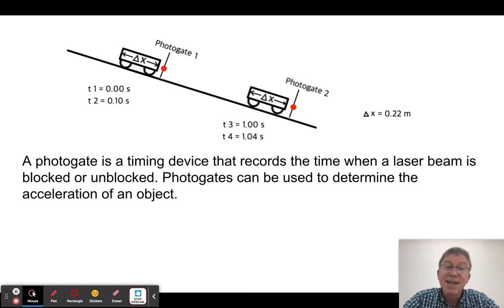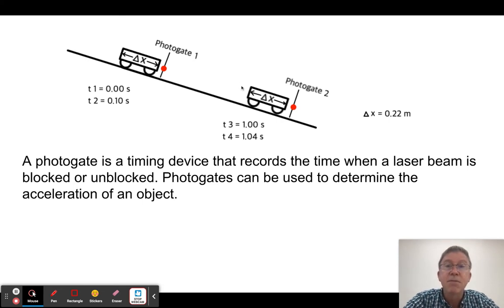So if it took 0.1 seconds to pass this one, and now it's speeding up because it's rolling down a ramp and accelerating, it better take less time to pass the second photo gate, and it does. In this case, it reached this photo gate at time t equals 1 second, but it moved beyond that photo gate at t equals 1.04 seconds. So here it took 0.1 seconds to pass. Here it took 0.04 seconds to pass. It was accelerated. I should, with this data, be able to figure out the acceleration of this object.